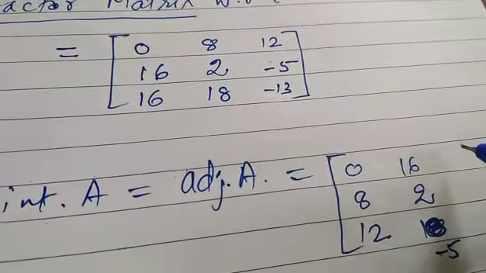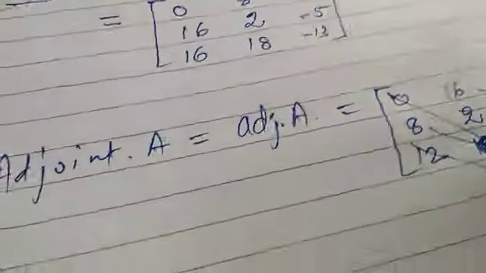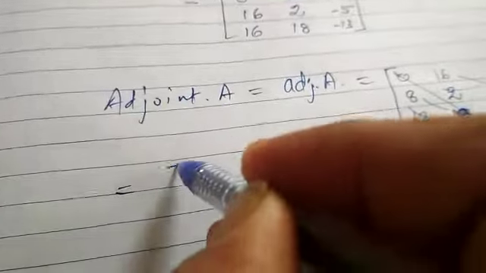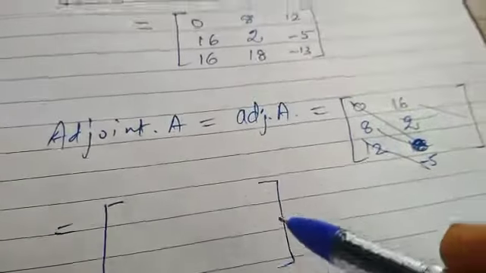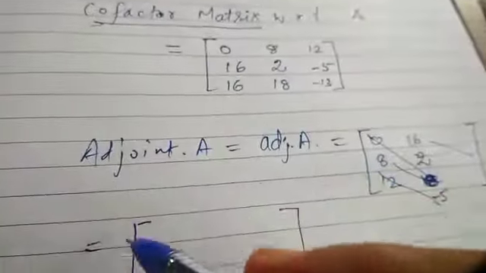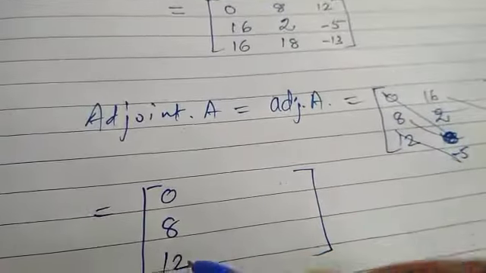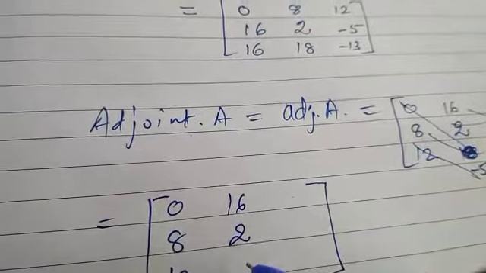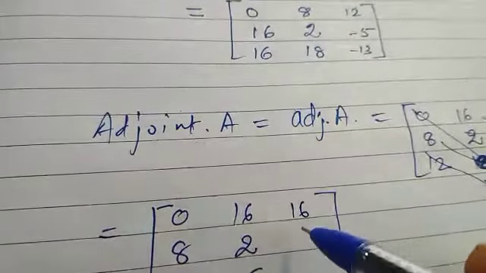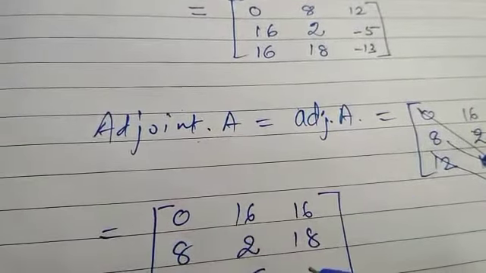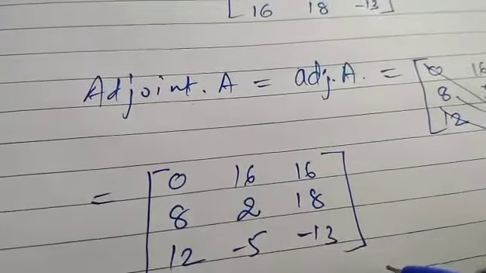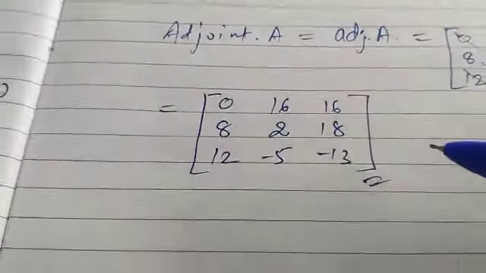Here it will be, wait, I'll write properly. It is nothing but 0. First row will become first column. 0, 8, 12. Then 16, 2, minus 5. Then 16, 18, minus 13. So this is your adjoint of A.